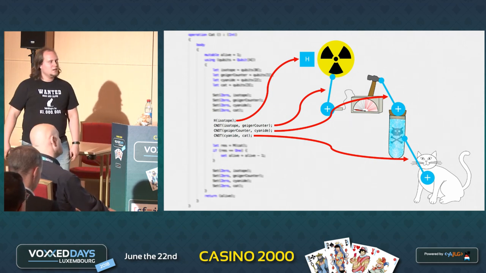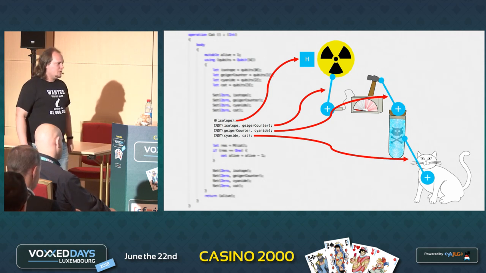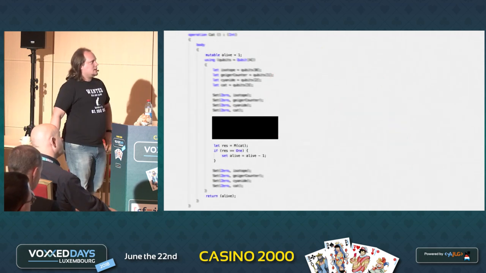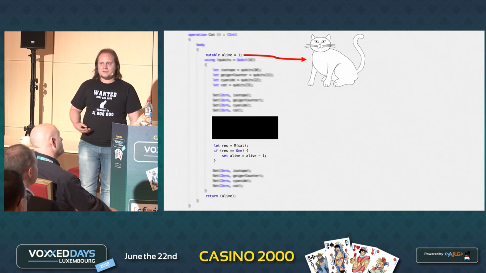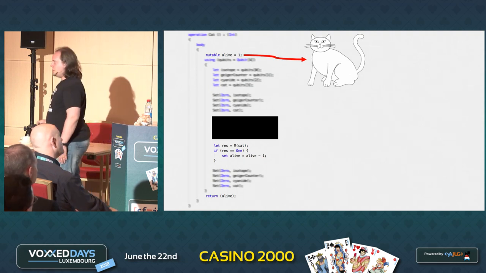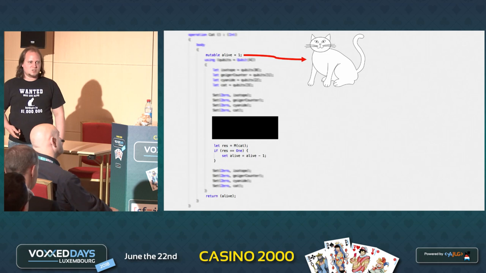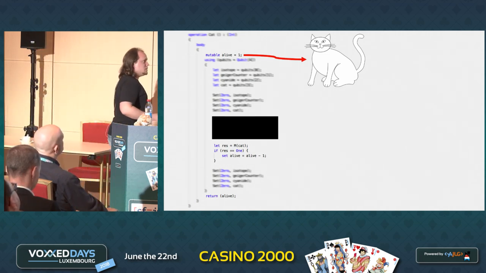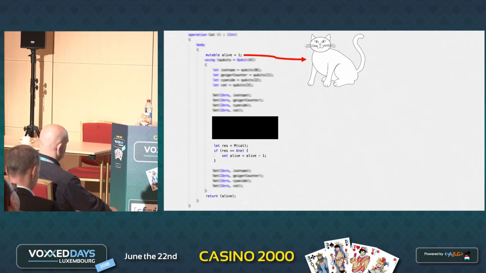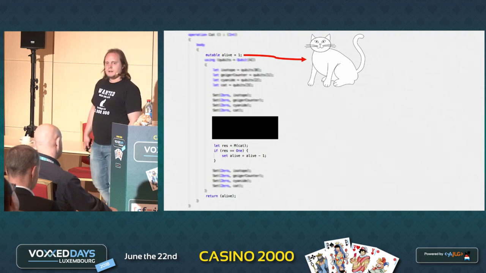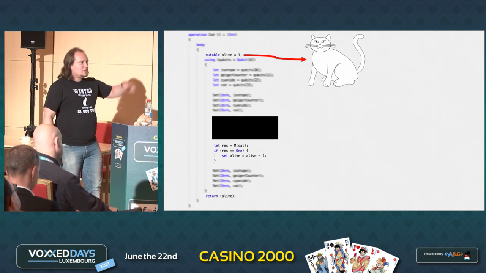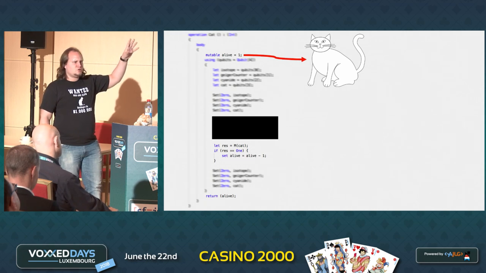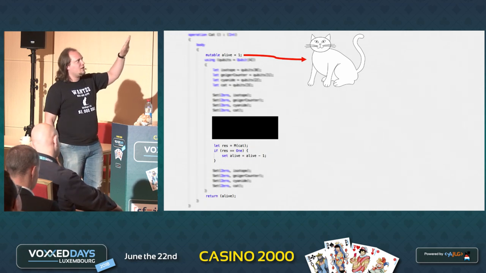Pretty close to what we've seen previously, just in text form. What else? Well, up here we have a mutable variable which tells us whether the cat's alive or not. By default, values in Q# are immutable. You have to mark them as mutable explicitly. But this is regular programming now. This is nothing to do with quantum, really.